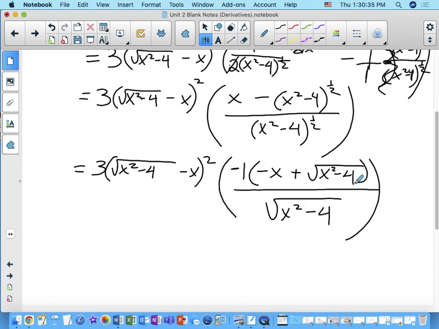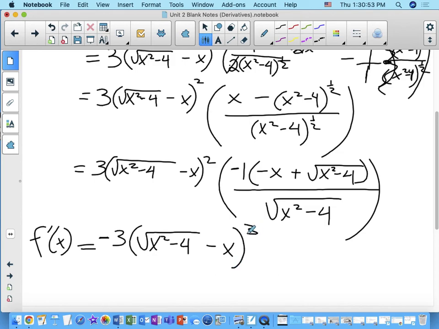So all together, f prime of x equals 3 times negative 1 is negative 3 times this factor cubed, the square root of x squared minus 4 minus x cubed over the square root of x squared minus 4. And I believe now we're done. We're done this derivative and we're done for today.